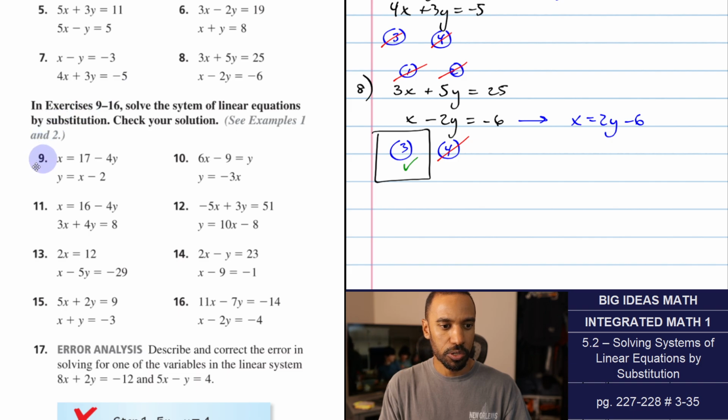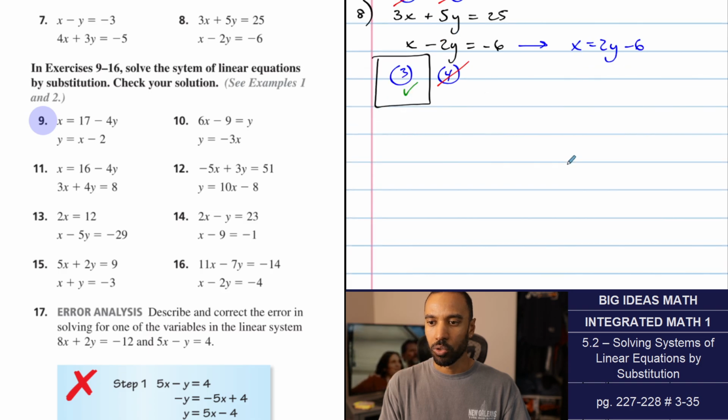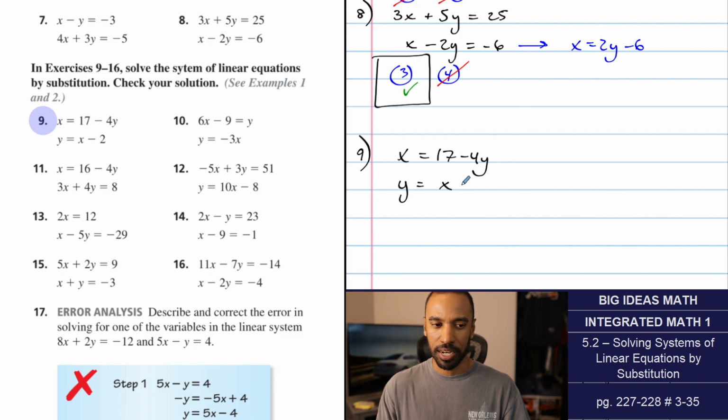They do say check your solution. I'll probably do that mentally. Now, what we will do is look to get a variable by itself if it's not already, and if it is, we'll use that one for substitution's sake. What's interesting actually about this one is both of them are in some way isolated. So the question is, which one would you like to substitute for the other?